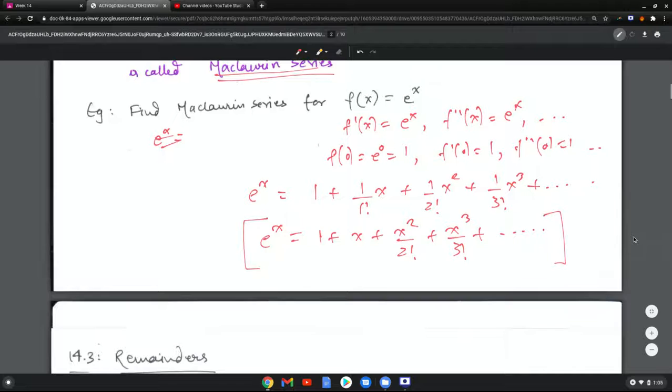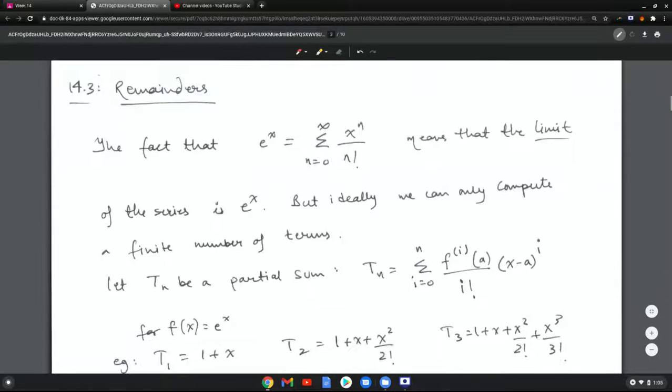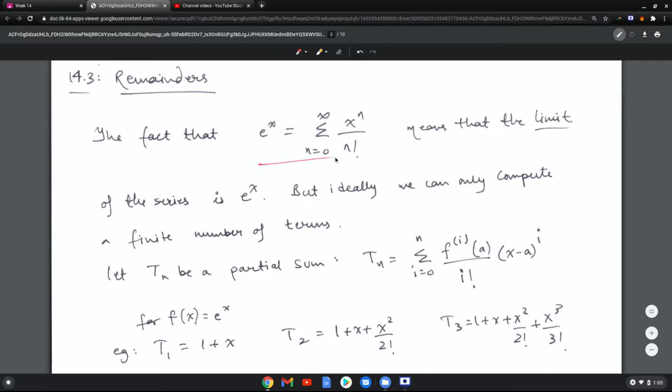Okay, we ended by finding the Maclaurin series for e to the x. The fact that e to the x is equal to this series means that the limit of the series is e to the x. But ideally, we can only compute a finite number of terms, so we want to understand what the error term is going to be.